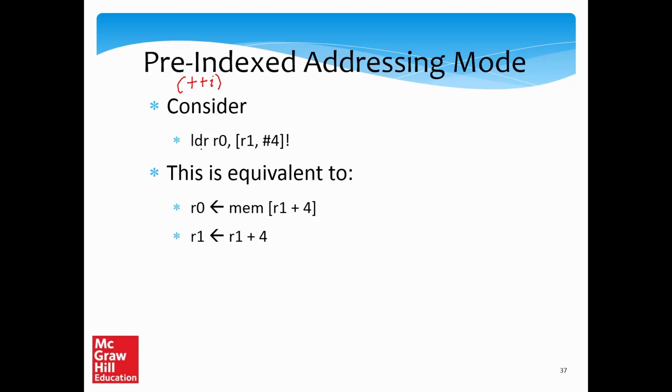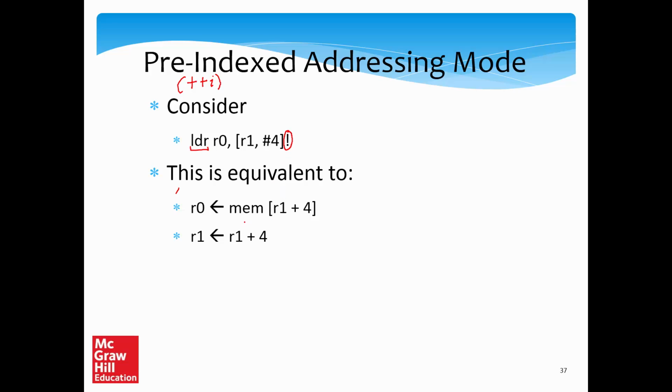The format is something like this: we have LDR, so this part is common. Then we specify the address. The address can take any format: register indirect mode, base offset mode, base index mode, base scaled index mode. It doesn't matter. But the important point is we need to add an exclamation mark at the end. This tells us that we need to go for the pre-indexed addressing mode.